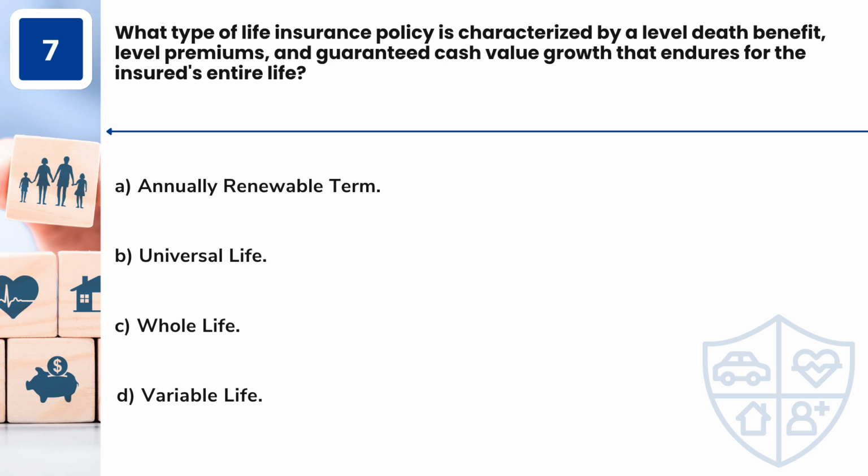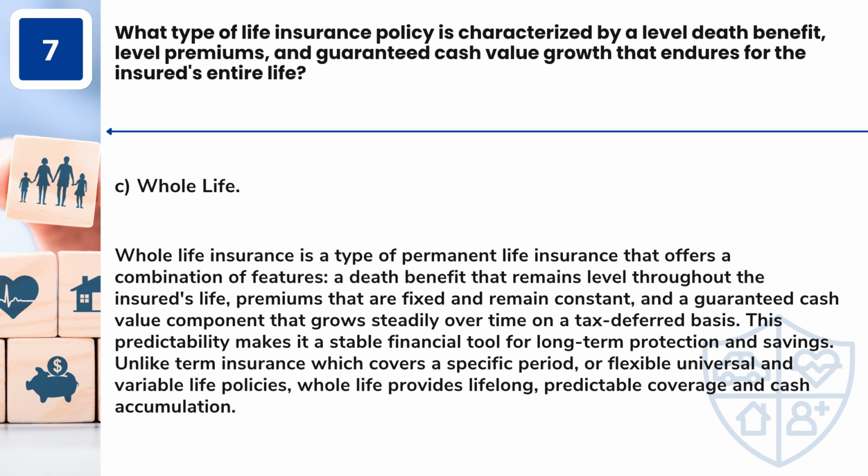Question 7. What type of life insurance policy is characterized by a level death benefit, level premiums, and guaranteed cash value growth that endures for the insured's entire life? A. Annually renewable term. B. Universal life. C. Whole life. D. Variable life. Answer: C. Whole life.